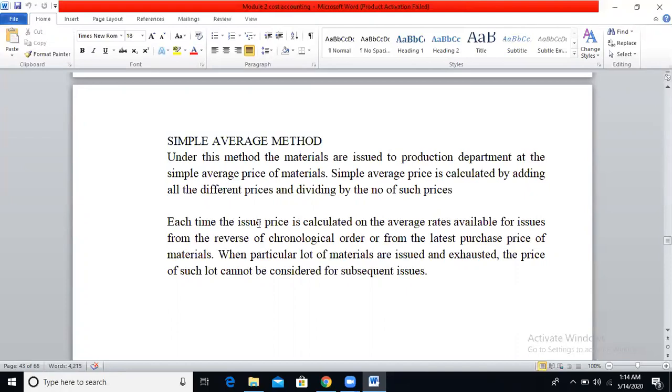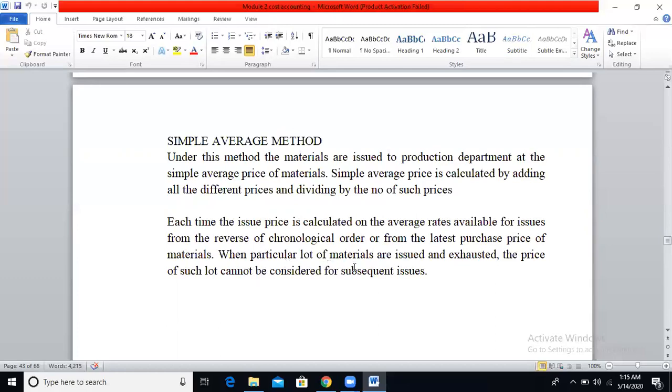Now, each time the issue price is calculated on the average rates available for the issues. So every time the issue price will be based on the simple average price only, that is average rate of different price rates prevailing from the reverse of chronological order or from the latest purchase price of materials. So you have to consider the reverse chronological order and you have to check the quantity, and till that quantity the materials are there, you have to consider all those prices.